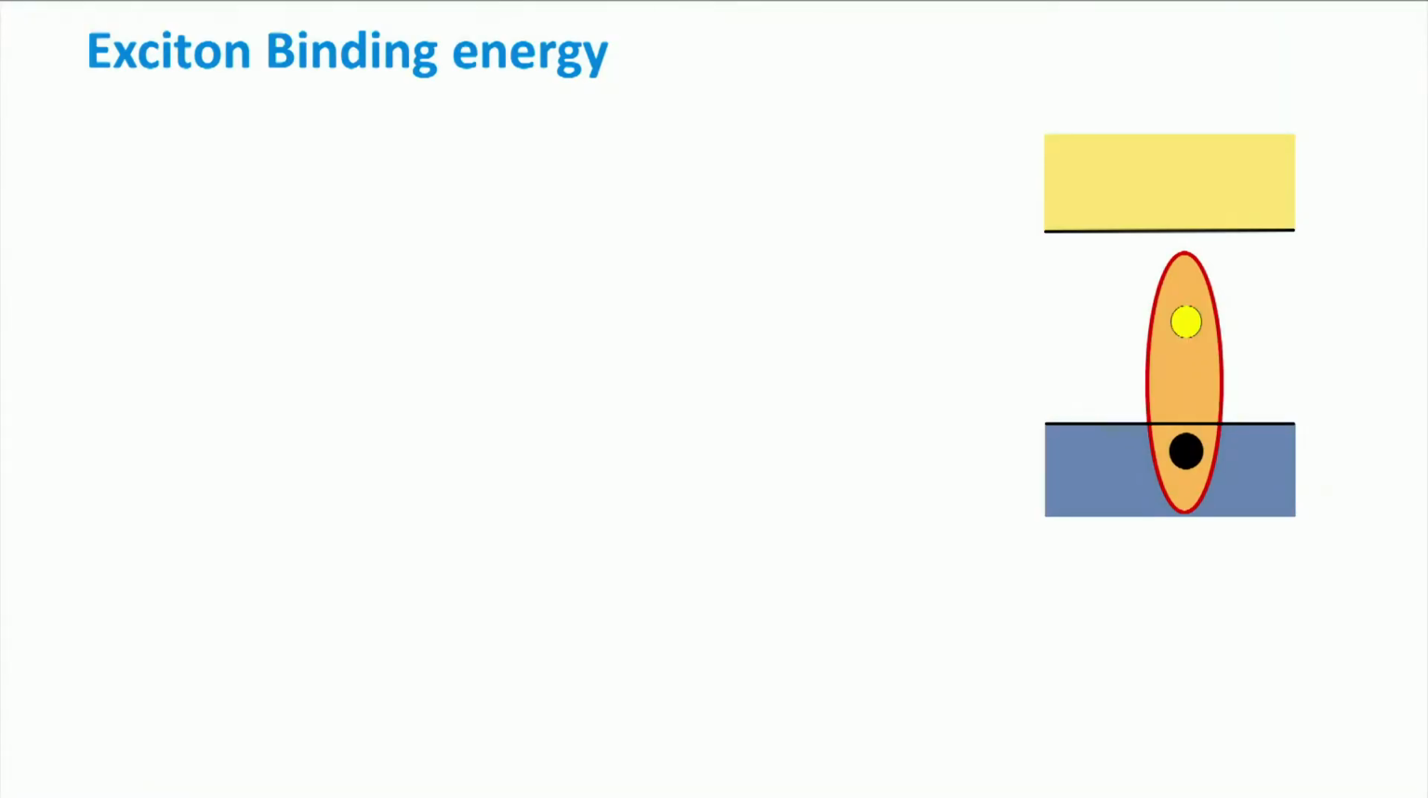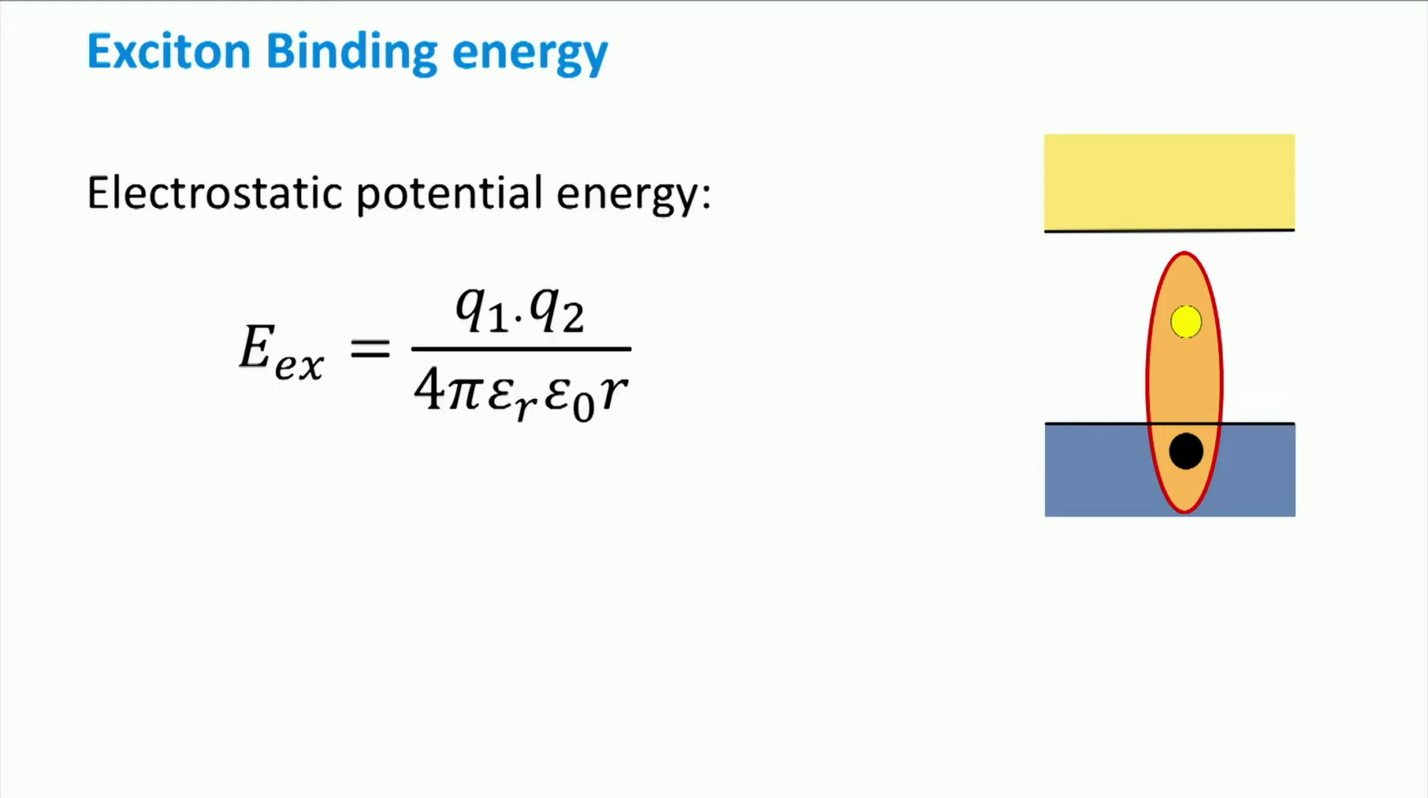The exciton binding energy can be quantified by the electrostatic potential energy that follows from Coulomb's law of attraction. In this equation, we see both charges Q1 and Q2 in the numerator and the distance r between the charges in the denominator. Both the electron and hole are equally charged but opposite to each other. The equation also includes the relative permittivity of the material. Organic materials often have a low relative permittivity such that the binding energy of the exciton is high.